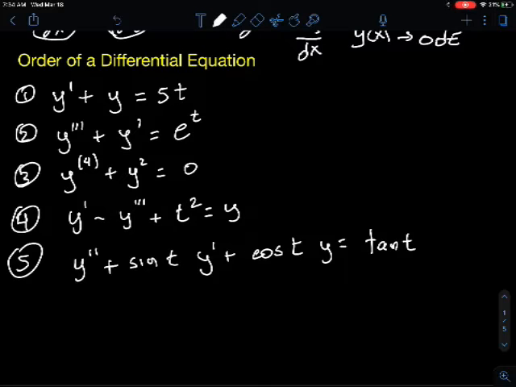In example 1, we have y prime plus y equal 5t. We look for the derivatives. We have the first derivative here, and it's only one derivative, so we say that this is first order, because it's only one derivative. In problem 2, we have y triple prime plus y prime equal e^t. We have the first derivative here, and then the third derivative here. So the highest order is 3, so this is a third order.